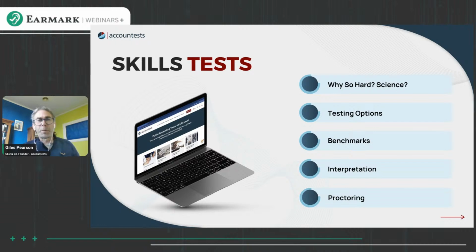So there's a bit about personality. Skills is the next bit. Firms have struggled with skills testing forever, and this is why we started Account Tests, because it was like, how do you deal with this in a firm? Legislation keeps changing, so tests need to be kept up to date. You've got different levels of roles, so a test that's good for a bookkeeper or a staff accountant is not going to be necessarily any good for a tax manager or an audit senior.